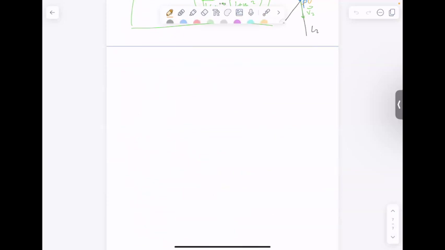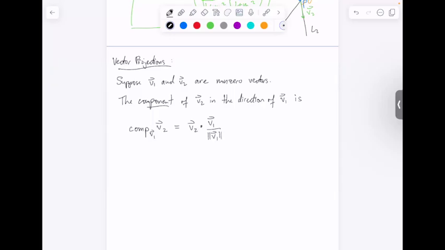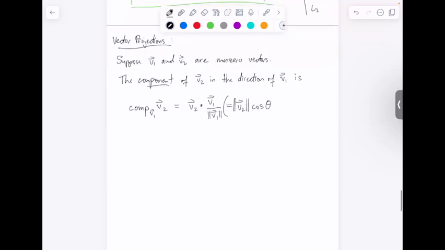So, vector projections. Suppose v1 and v2 are non-zero vectors. The component of v2 in the direction of v1 is the following. They call this the component along v1, so v1 is a subscript here. This is given to you by the dot product of v2 with the unit vector formed by v1. And what is this? This is the same thing as the magnitude of v2 times cosine of the angle between v1 and v2.